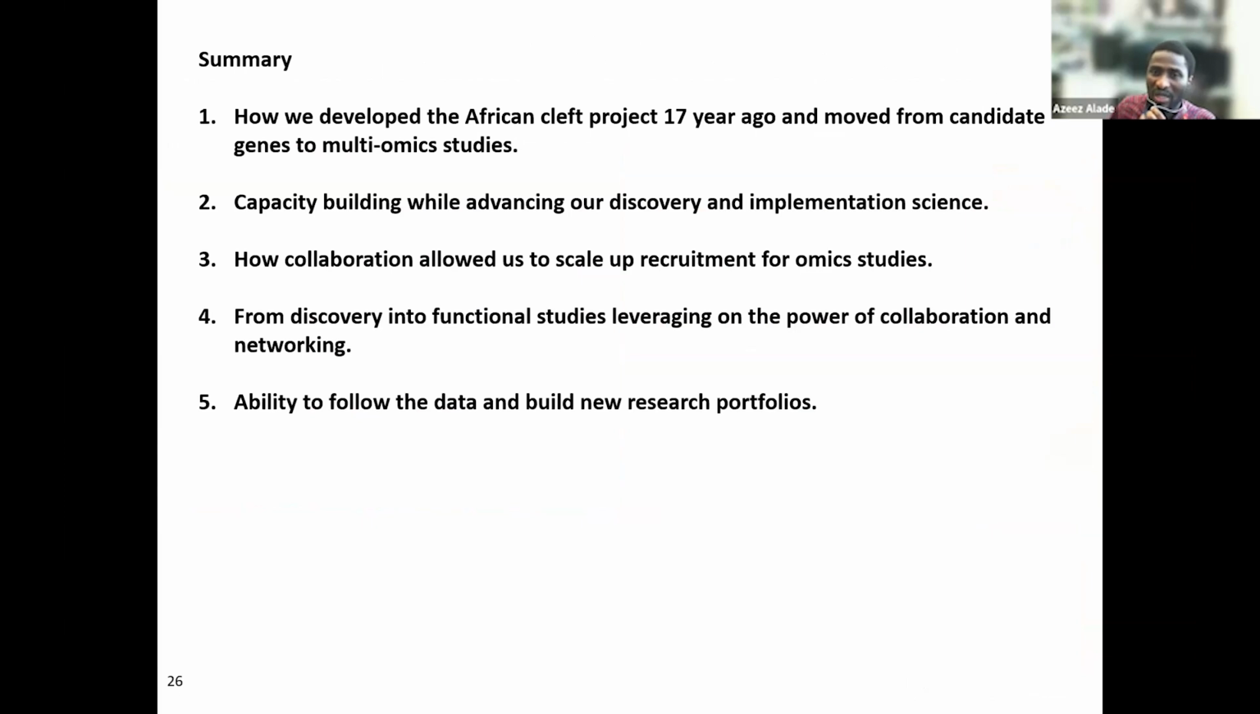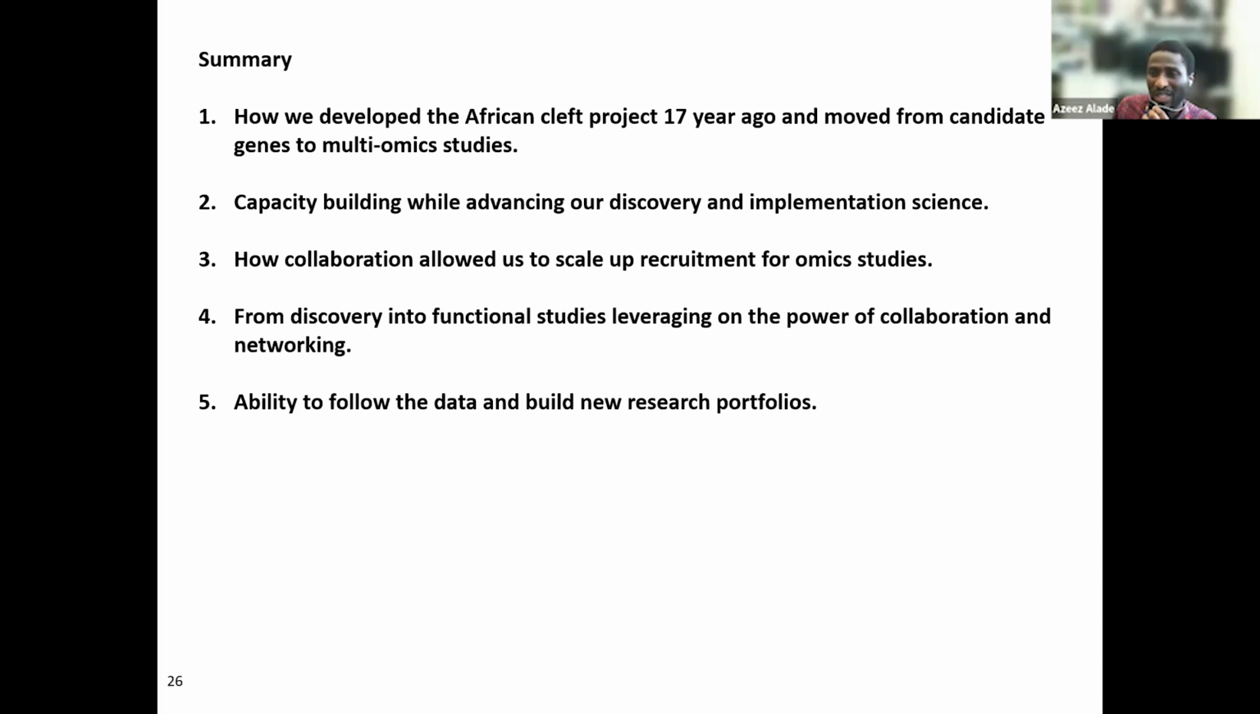And so just to summarize some of the things that I've shared here today: the development of the African Cleft Project, and how the studies have moved from candidate gene to multi-omics. So multi-omics involving genes, involving gene expression, and currently we are also involved in doing metabolomics studies. And how this has also helped in capacity building.